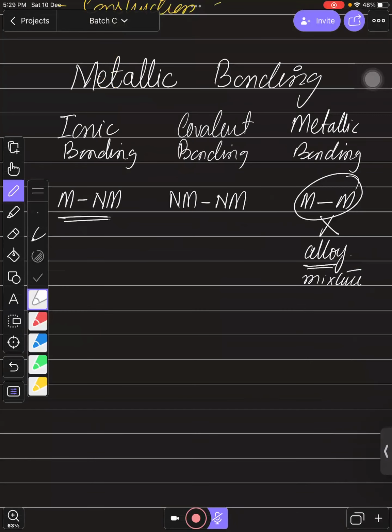Yes, the last two minutes. Metallic bonding is actually the type of bonding which is present in a single metal. You need to remember that metallic bonding is not a bonding between two metals. It is a bonding within a metal, a single metal.